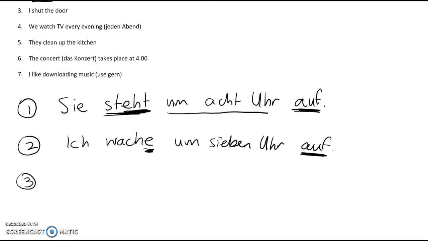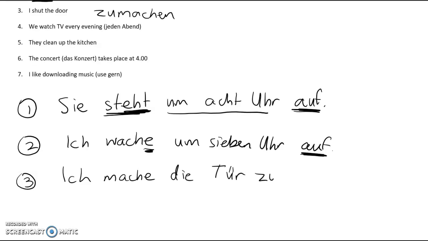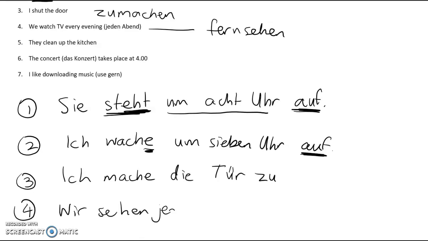Number 3, I shut the door. So to close the door, or to close or to shut, is zumachen. Right, so it will be ich mache die Tür zu. Number 4, we watch TV every evening. So the verb we want is Fernsehen. Wir sehen jeden Abend fern.